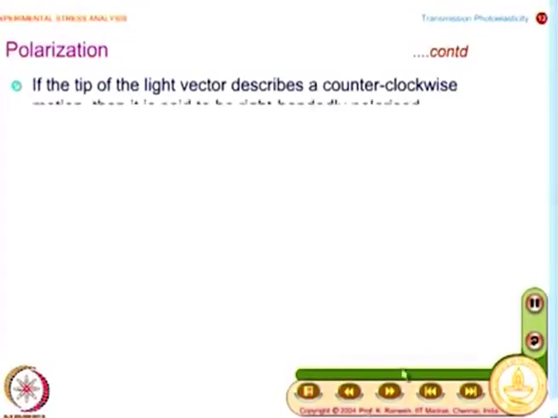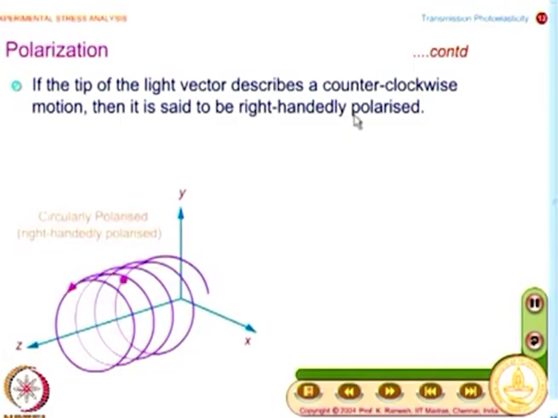And if you go to the optics literature, people also talk of what is known as handedness in polarization. We have also looked at it in the previous slide, where we labeled it as right handed and left handed, and that is defined here. If the tip of the light vector describes a counterclockwise motion, then it is said to be right handedly polarized. You can draw this on the same figure that you have drawn earlier; you do not have to draw another figure. You would draw these points in a sequence that shows this is anti-clockwise motion, and you call this right handedly polarized. On the other hand, if it moves in a clockwise direction, you call that left handedly polarized.